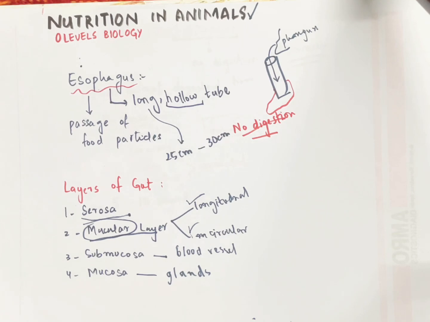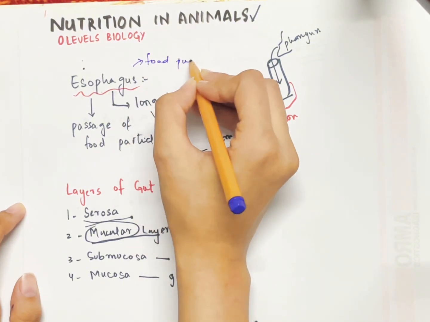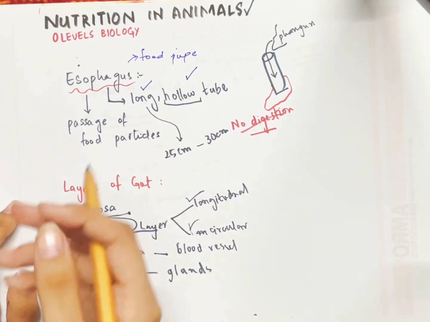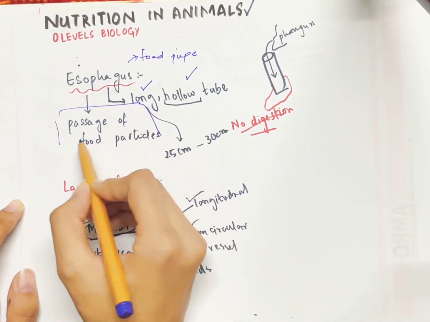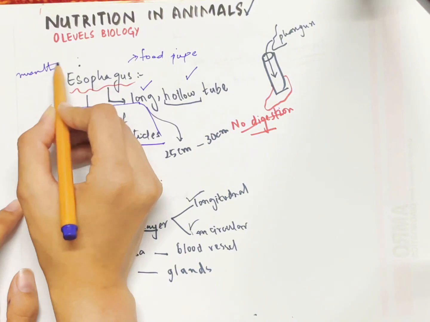After the mouth, the buccal cavity and its function, we are going to talk about the esophagus. What is an esophagus? Esophagus is also termed as the food pipe. This food pipe is long and hollow. This is a long and hollow tube, which is basically a passage for all the food particles, which helps convey the food particles from the mouth to the stomach.